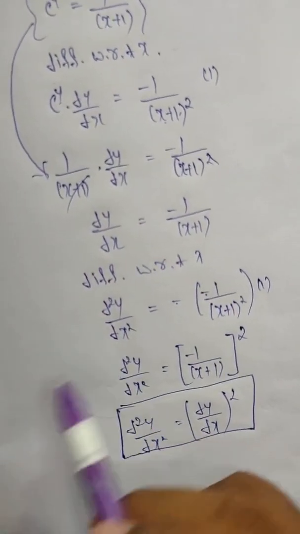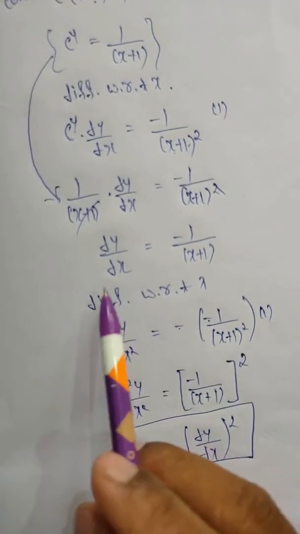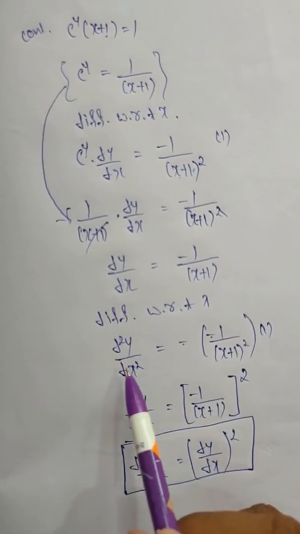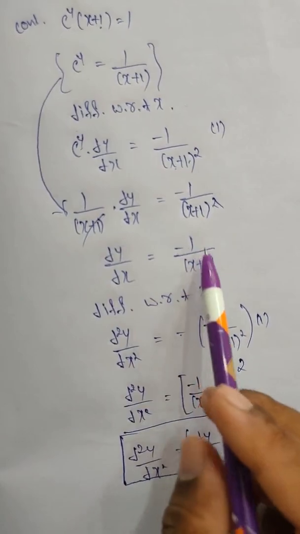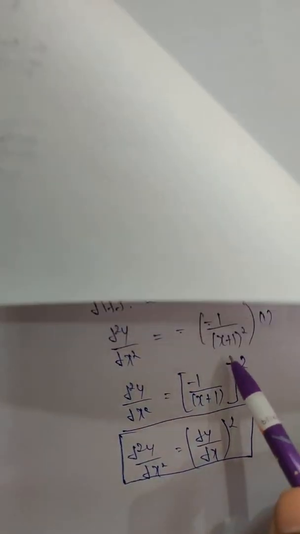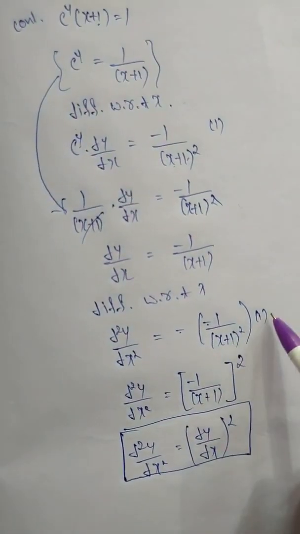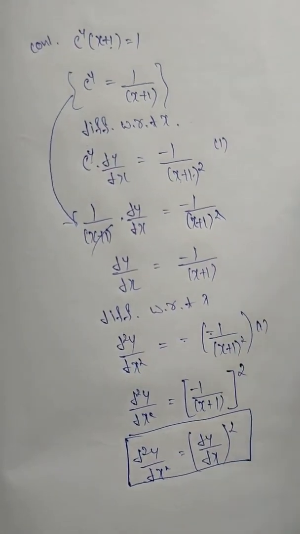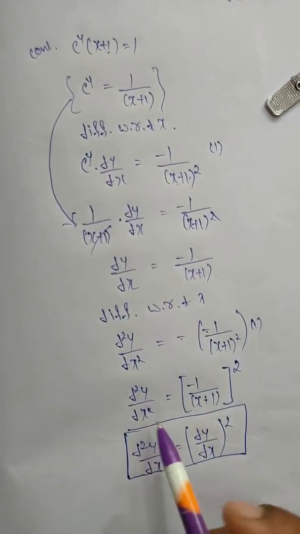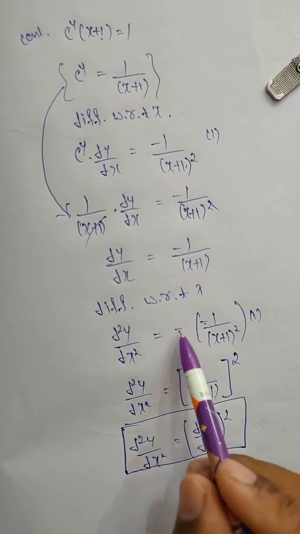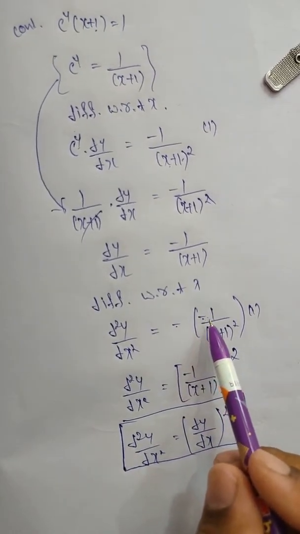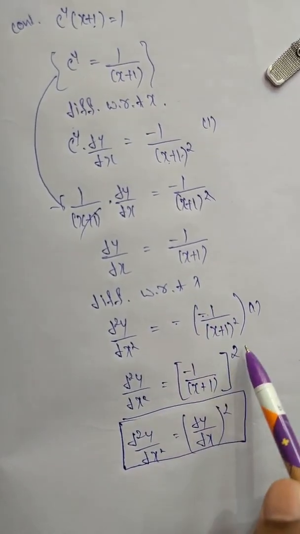Now again differentiate with respect to x. The differentiation of dy by dx is d square y by dx square. So here minus the differentiation of 1 by x plus 1 is minus 1 by x plus 1 whole square. Again, the differentiation of x plus 1 is 1. Now here minus minus will become plus. So here I am writing 1 by x plus 1 whole square.